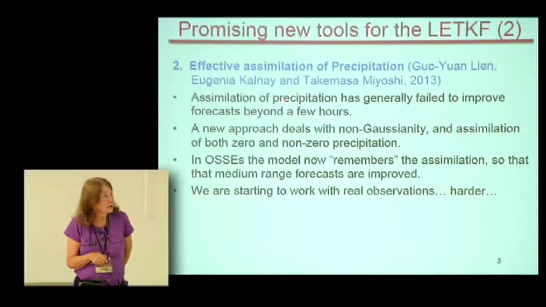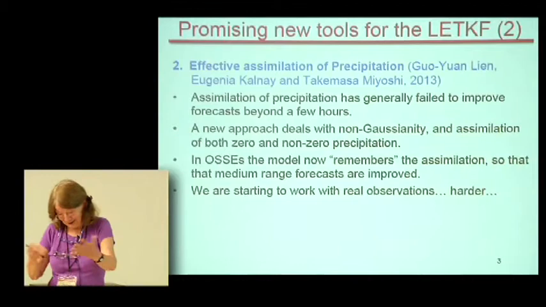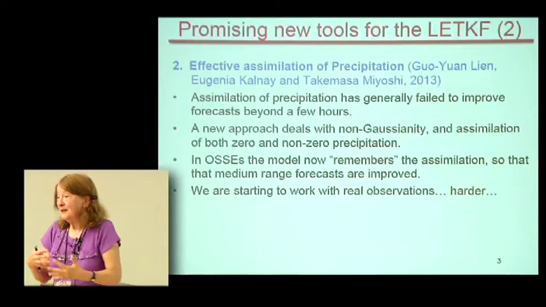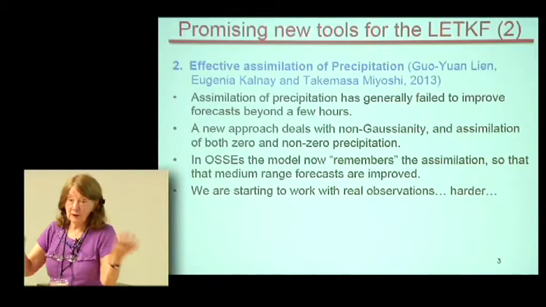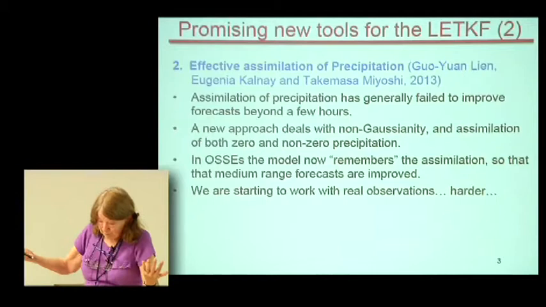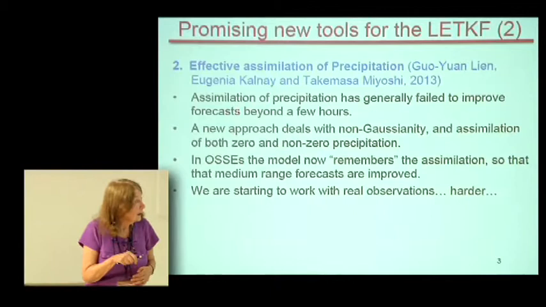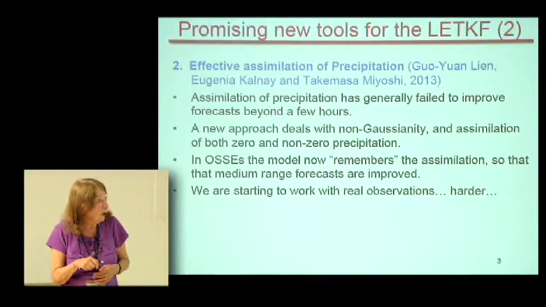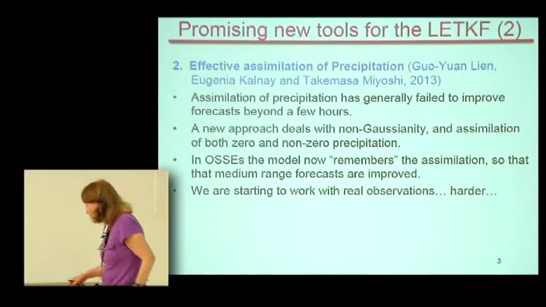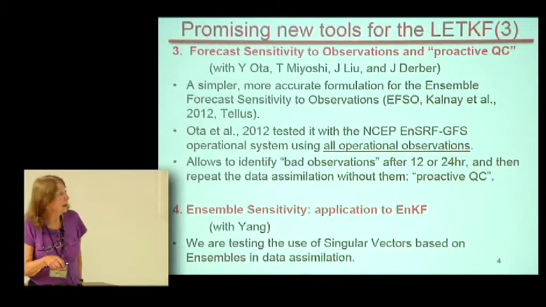Precipitation, as you have seen and as you know, is with temperature the most important and sensitive variable that we are all interested in. And we measure precipitation in many ways, for example, with gauges, and we would like to use them as observations. It has been tried for 30 years, and it has not succeeded, in the sense that assimilation of precipitation has generally failed to improve forecasts beyond a few hours. And so we developed a new approach that promises to succeed. And finally, I'm going to talk about forecast sensitivity to observations and a proactive quality control.